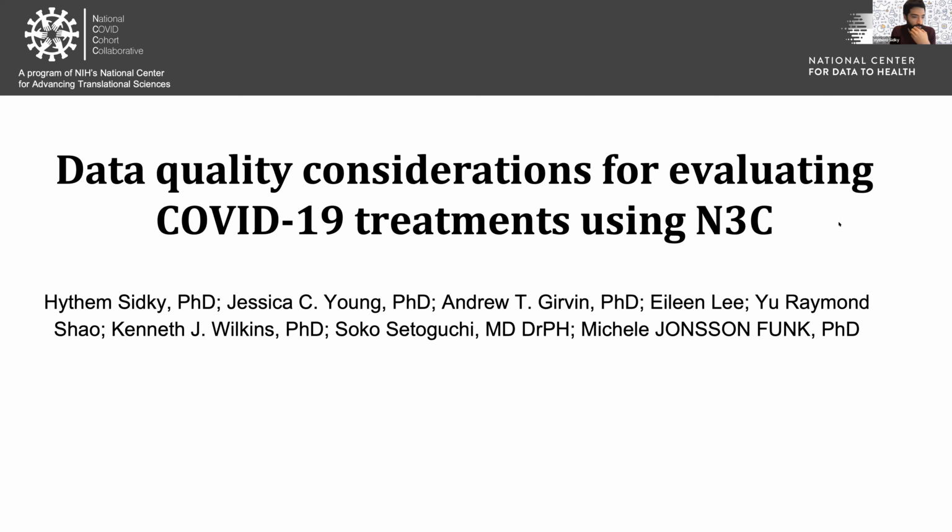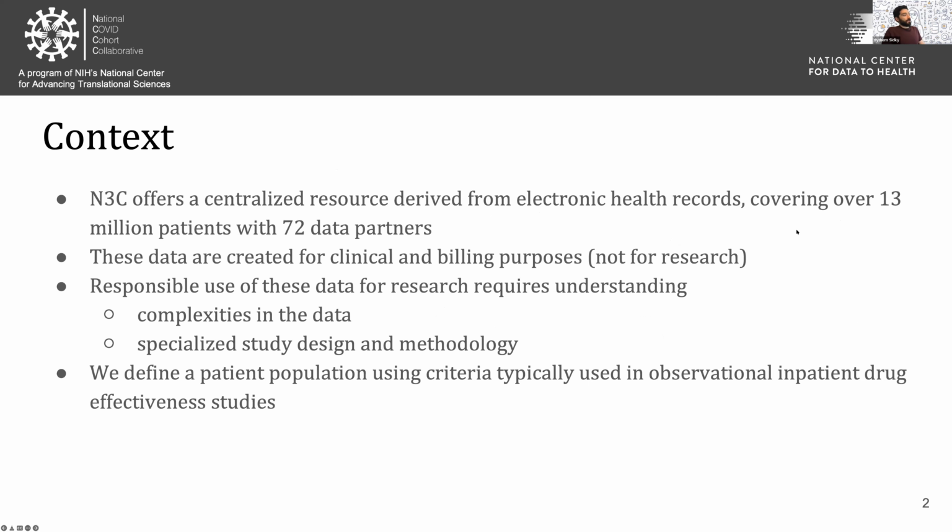The basic idea is, to give some context, as we just saw from Joel, N3C has a lot of data. We're covering about 13 million patients, 72 data partners, and growing. One important thing to keep in mind is that these data were not created for research. They were created for clinical and billing purposes. What that means is that if we want to responsibly use these data for research, we have to understand, number one, the complexities in these data, and of course, specialized study design and methodology, depending on what you're trying to achieve. So what I'm going to be focused on here are complexities in the data.